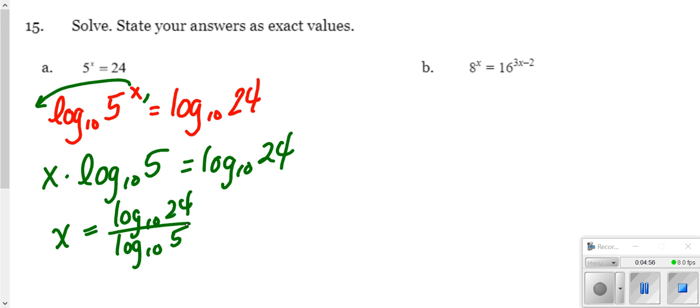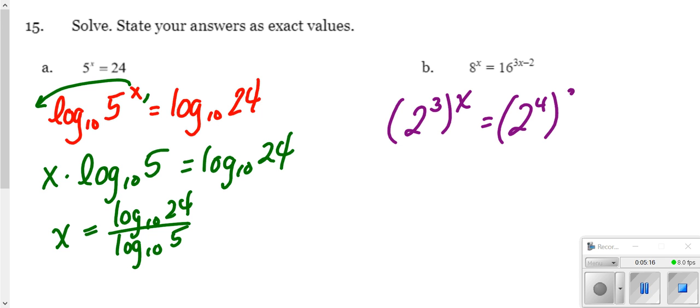On the next question, I actually can write these with related bases because 8 is a power of 2. Hold on, sorry. Trying to think of what would be the most clear. And 16 is 2 to the 4th. So all I did in that move was I replaced the 8 with 2 to the 3rd, and I replaced the 16 with 2 to the 4th. Okay, I didn't do anything other than that. Just did a replacement of equivalent things.